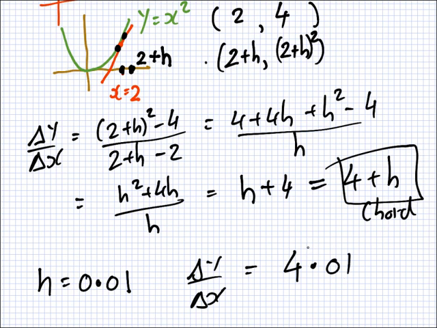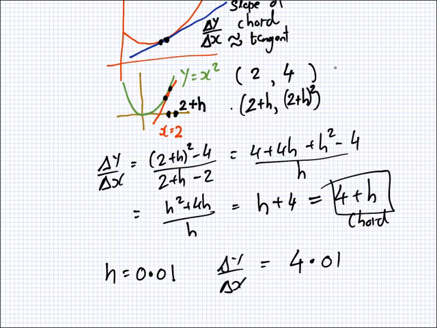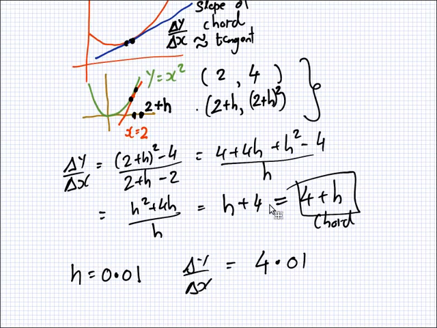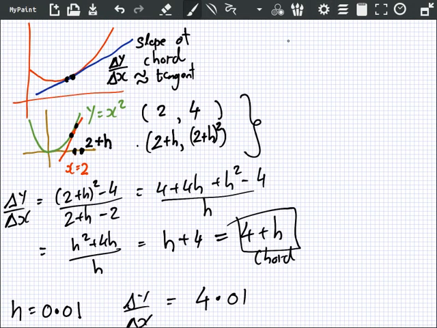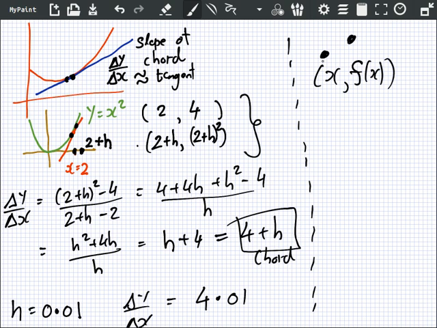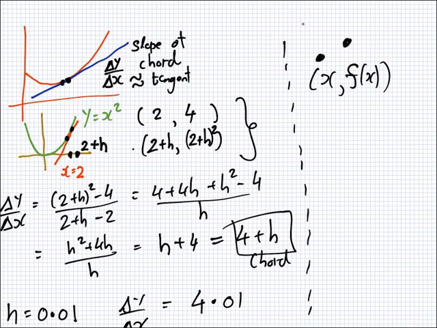Now, what you'll notice about these questions is, rather than doing it this way, you can actually jump straight into using what's called the first principles formula. So let's keep it a bit more general before I continue. Imagine I have 2 points. The first point is x, and this y value would be f(x). The neighbouring point we'll call x plus h, and f(x plus h).